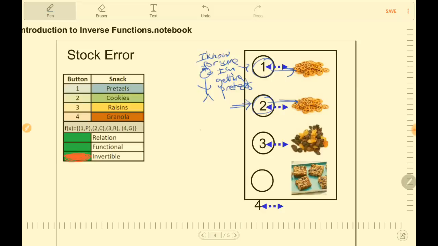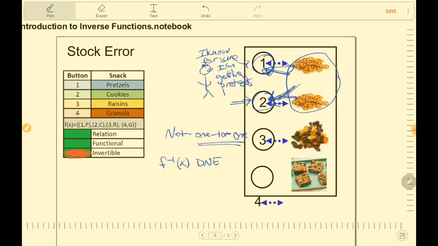Because if I wanted to go the other way around and say, well, if you're eating a snack of pretzels, you must have pushed button number 1. Nope, can't say that anymore because you could have also pushed button number 2. So there are 2 possible outcomes if you're starting from pretzels. So this is not one-to-one, and that's the formal way of saying that it is not invertible. So F inverse does not exist for this one. You can't invert this one.